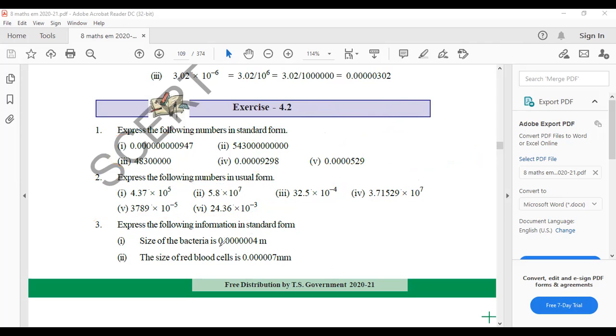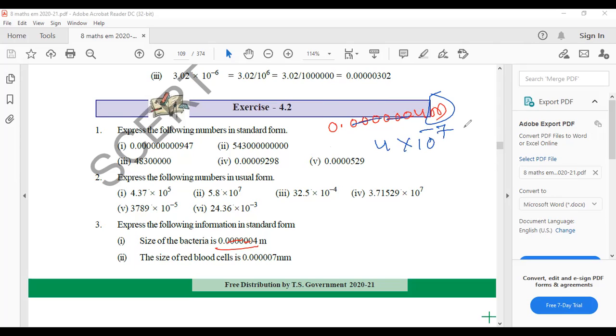Now let us take a question. The size of the bacteria is like this: 0.00000004 m. So this is the size of the bacteria, in meters. Now let us see: totally how many digits are there after the point? 3, 3, 6 and 7. So 4 into 10 to the power of minus 7.